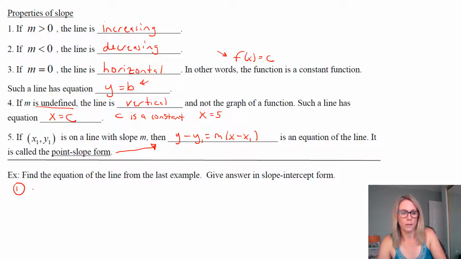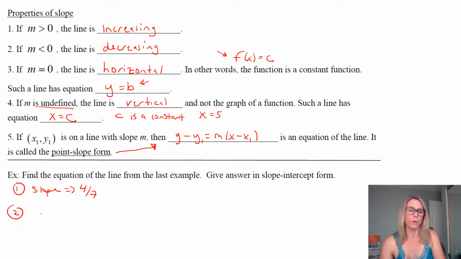So number one, we need the slope. We have the slope of the line. We found it in the last example. That was 4/7. So this is the example from the middle of the page. We already found the slope. We need a point. We have that. We can actually choose either point, just so you know.